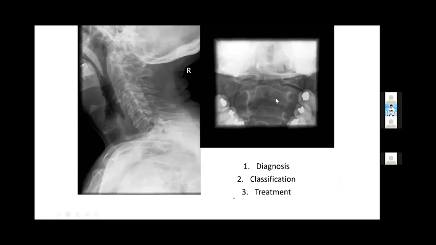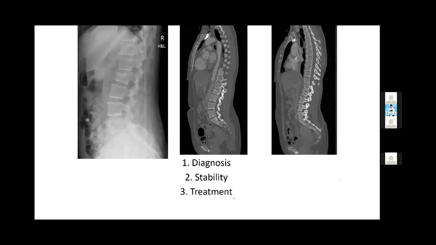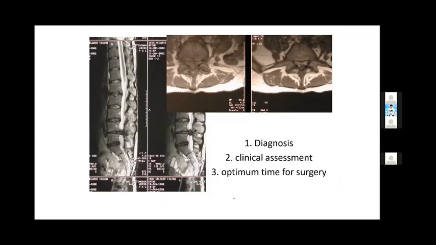Any questions there? This is the cervical myelopathy discussion. And this is fracture. Nikhil?